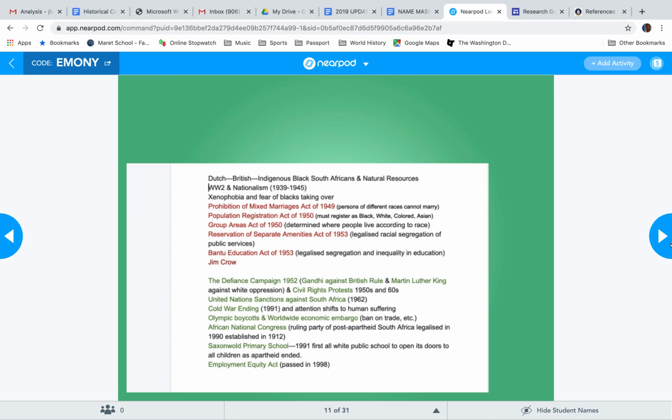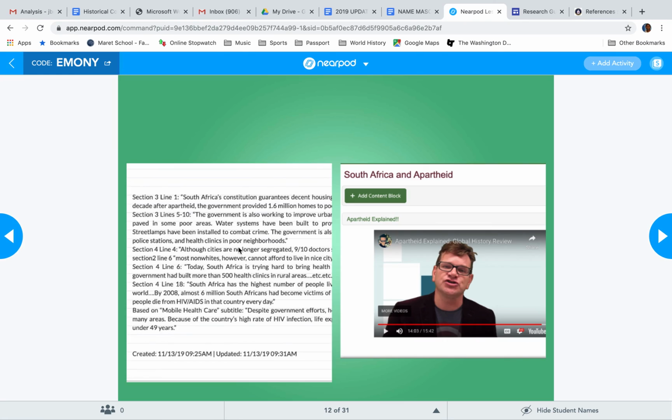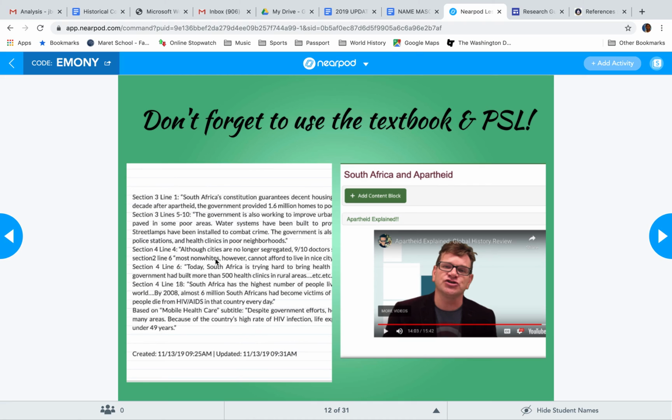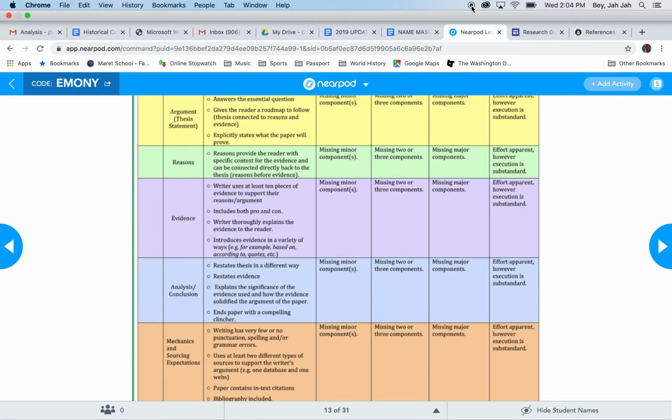Couple reminders. One, there's a lot of information on PowerSchool Learning in regards to historical context that you can use. In regards to the textbook, make sure that you use the textbook notes and evidence, and you have PowerSchool Learning resources as well. And then last reminder, make sure that you refer to the rubric in regards to basic requirements and points. Okay? All right, email me with any questions that you have.